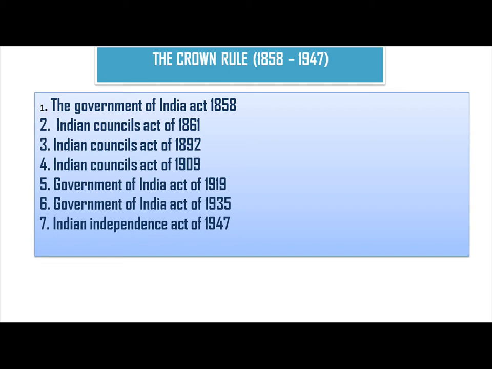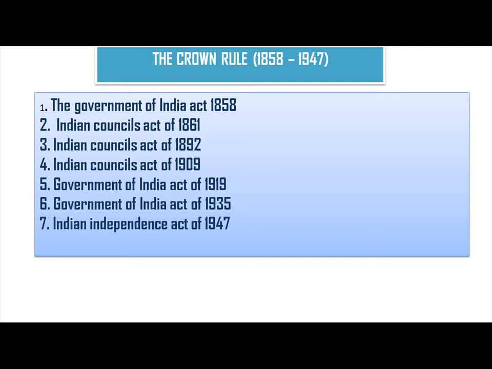The first one is the Government of India Act 1858, and then the Indian Councils Acts of 1861, 1892, and 1909. Then the Government of India Act of 1919. The sixth one is the Government of India Act of 1935. And last but not the least is the Indian Independence Act of 1947.